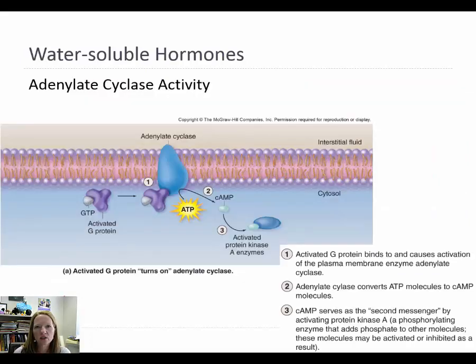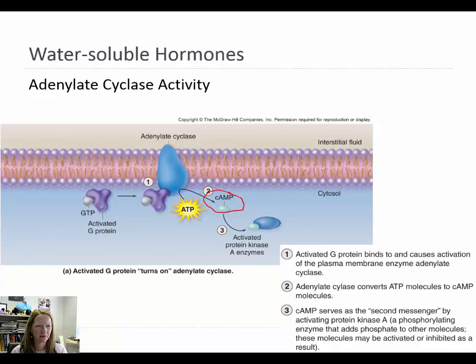So let's take a look at this first signal transduction pathway that I mentioned earlier, adenylate cyclase. What happens is that activated G protein that we just looked at is going to turn on this other molecule called adenylate cyclase. What adenylate cyclase eventually does, you can read over here. Adenylate cyclase is eventually going to convert ATP molecules into something called a cAMP molecule. cAMP is actually the second messenger.